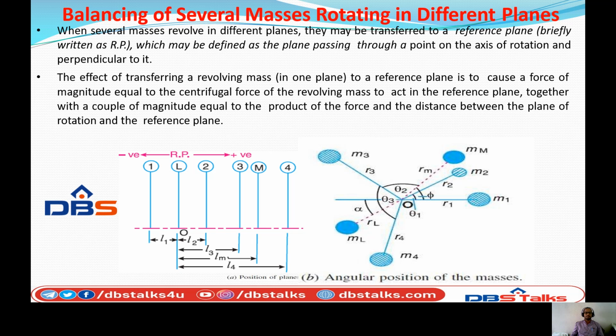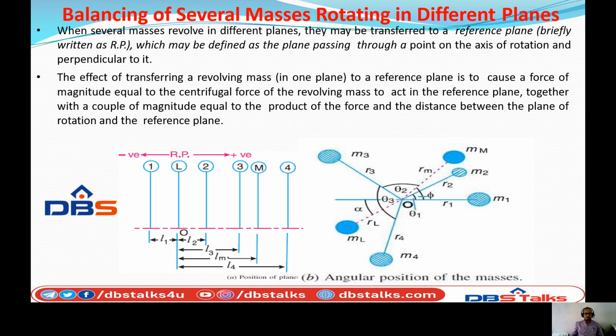That is called the RP, which may be defined as a plane passing through a point on the axis of rotation and perpendicular to it. The effect of transferring the revolving mass in one plane to a reference plane is to cause a force of magnitude equal to the centrifugal force of the revolving mass to act in the reference plane, together with a couple of magnitude equal to the product of the force and the distance between the plane of rotation and the reference plane.